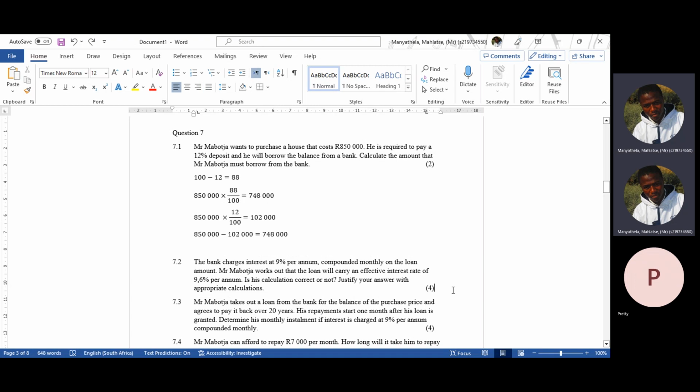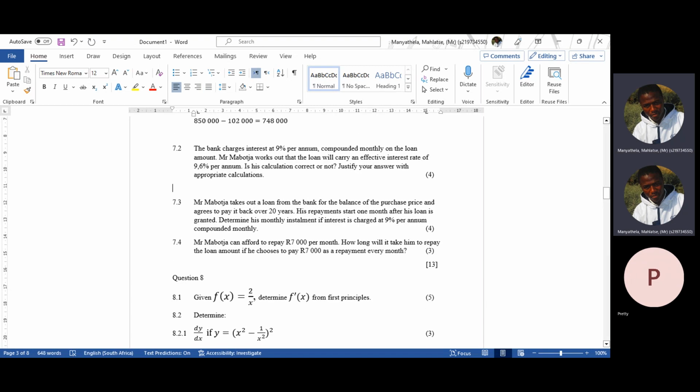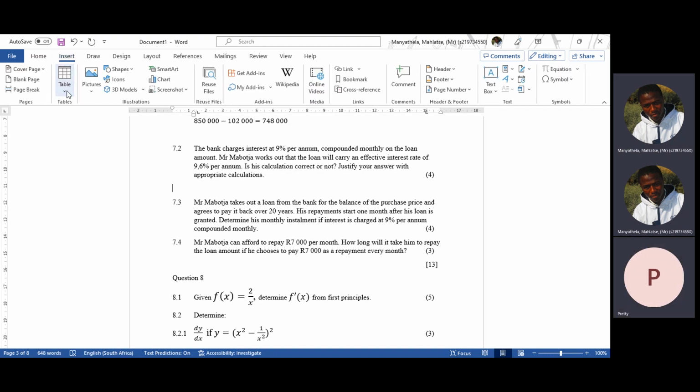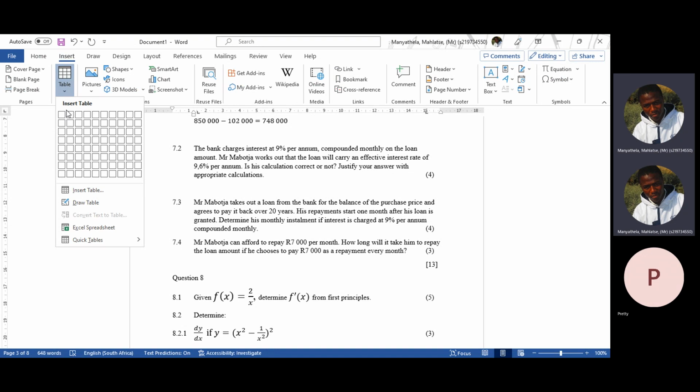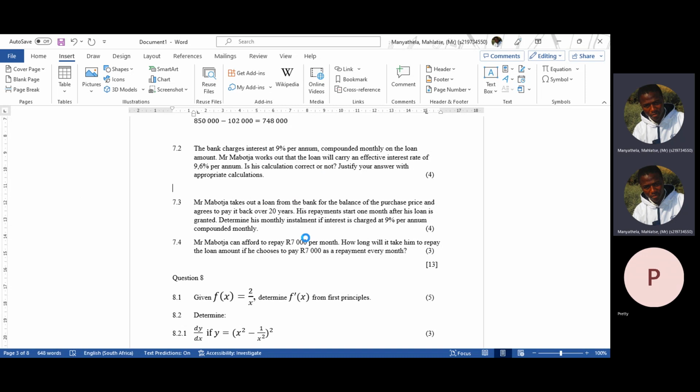Okay, fine. Let's go to question 7.2. It says the bank charges interest at 9% per annum compounded monthly. So before we can even get to that, you should remember this table. The table will guide you.